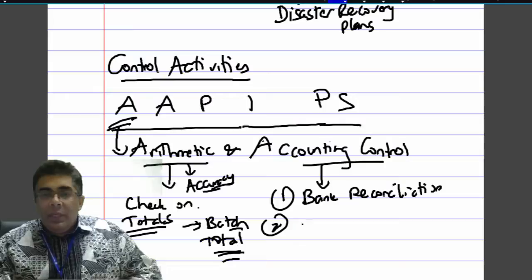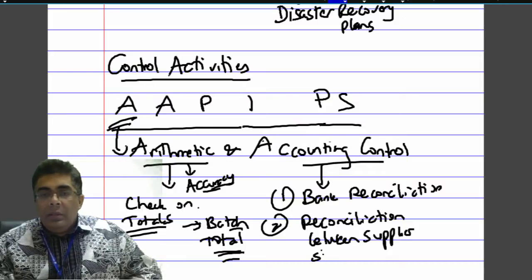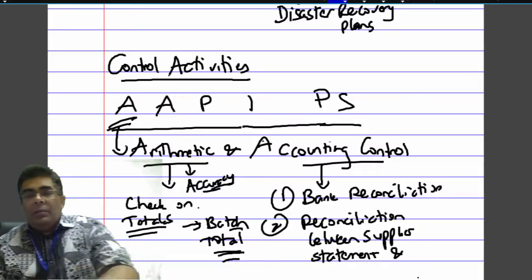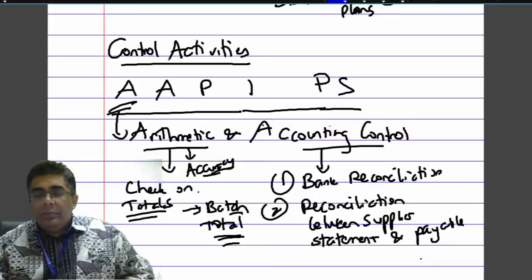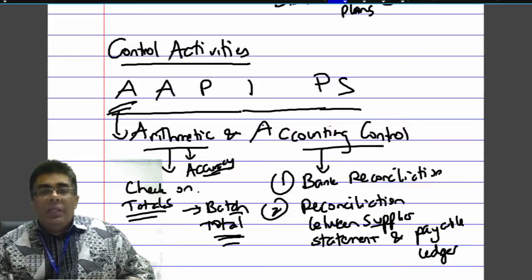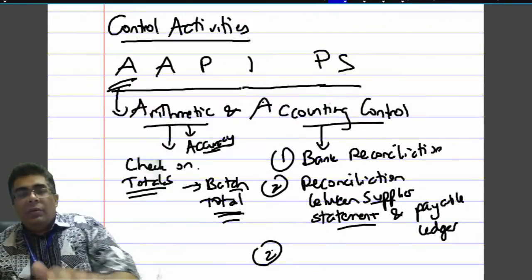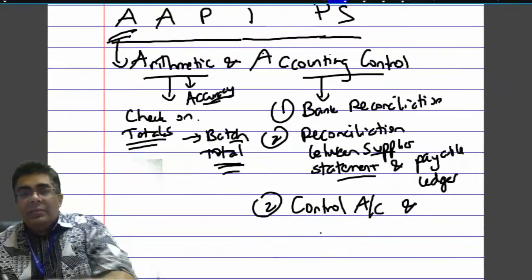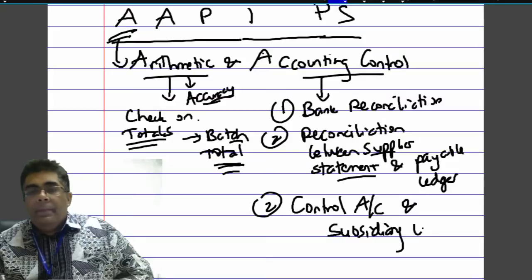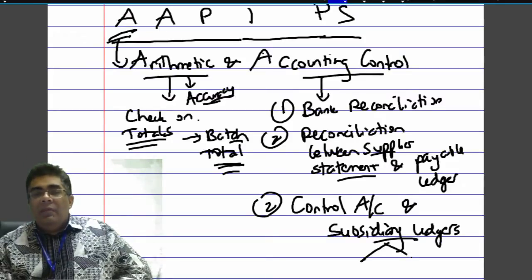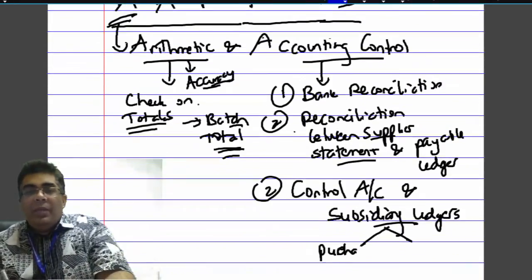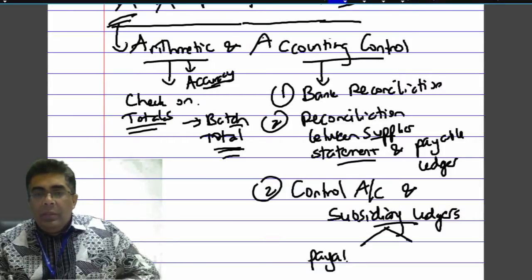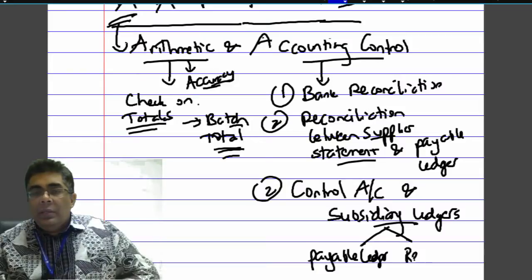We are talking about reconciliation between supplier statement and the payable ledger, right? We want to make sure that there is no difference here. What are the other reconciliations we do? We do reconciliation between the control accounts and the subsidiary ledgers. What are the subsidiary ledgers? We have two, right? We have the payable ledger, and then we have the receivable ledger.